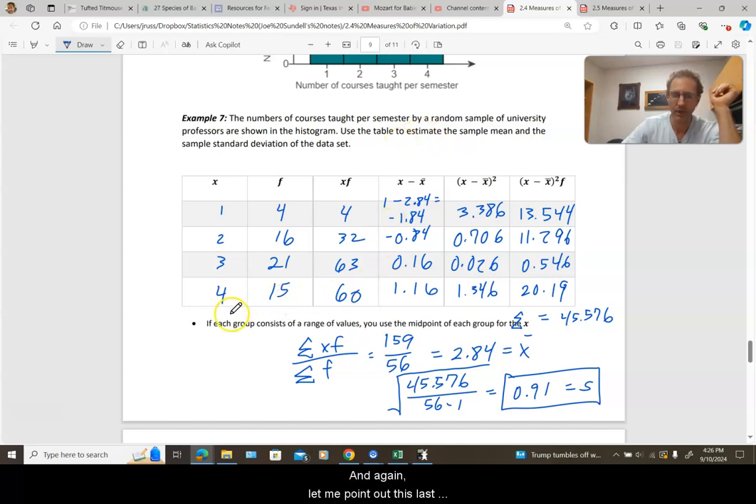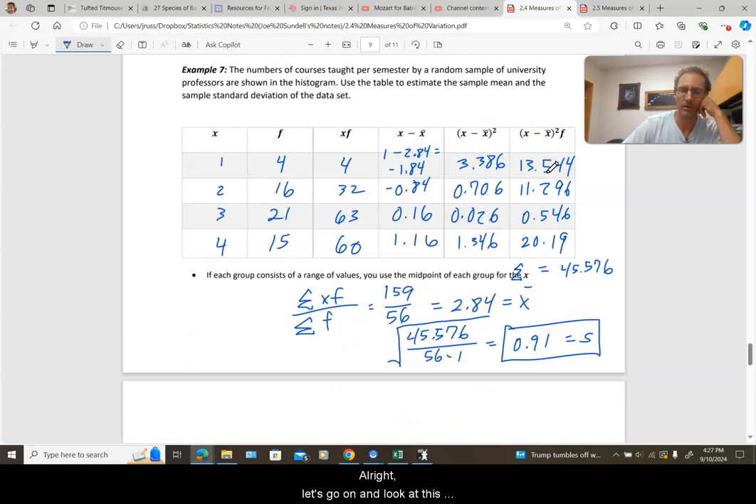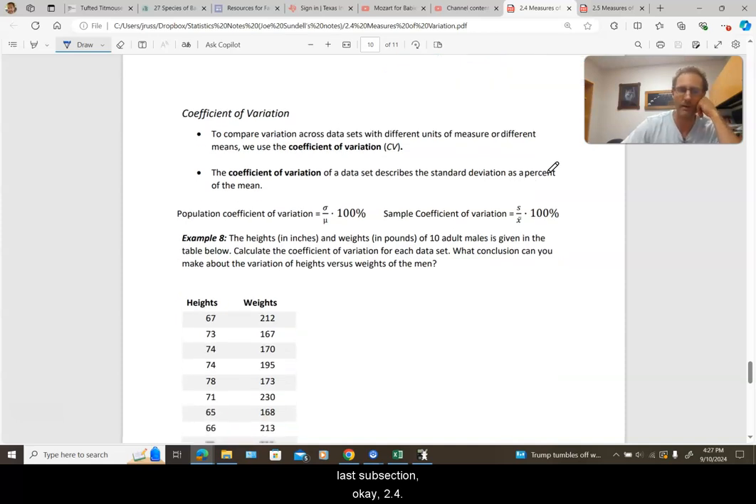And again, let me point out this last bullet right here. If each group consists of a range of values, then you're going to use the midpoint for that group. Okay. So in this case, each class was just an individual number, just a single number. It wasn't like a range. All right, let's go on and look at this last subsection of 2.4.